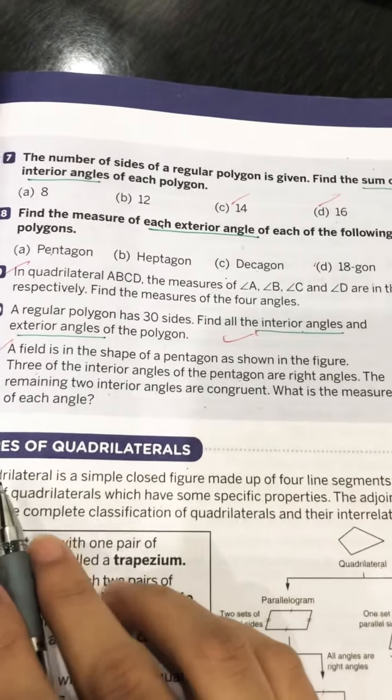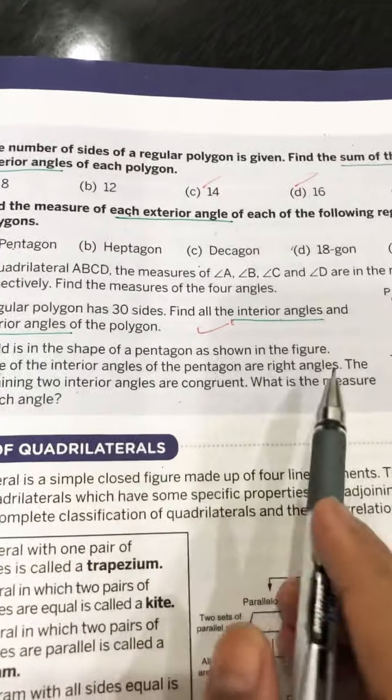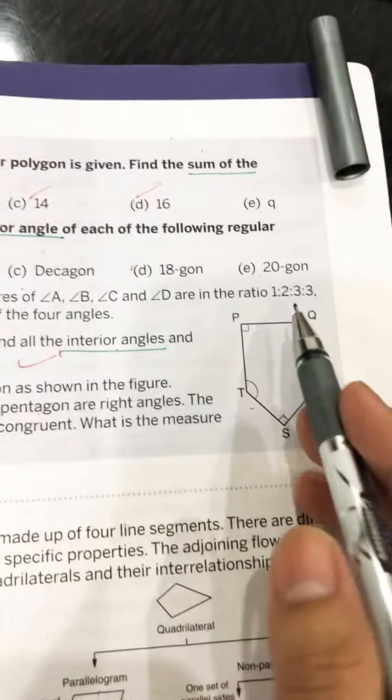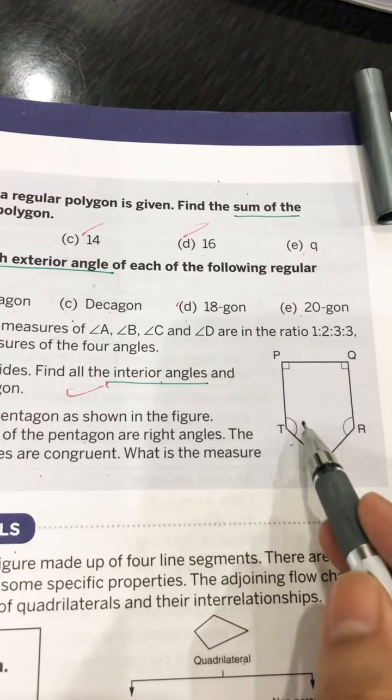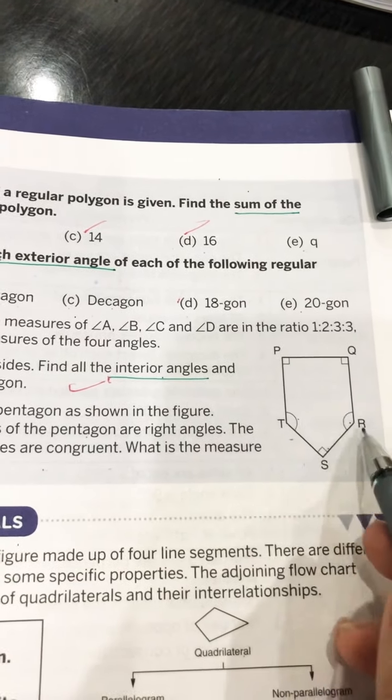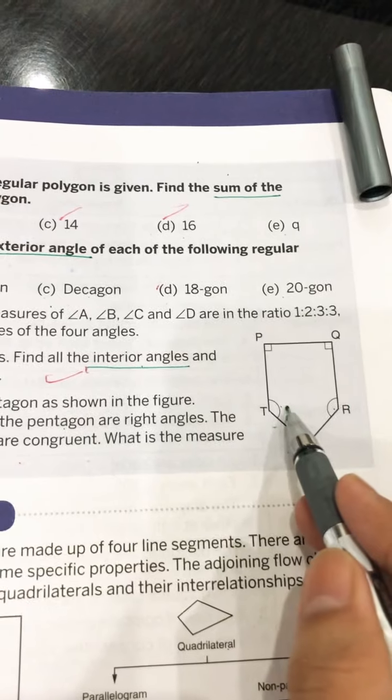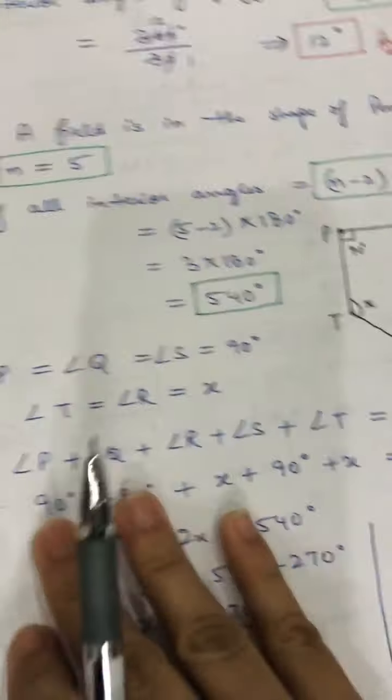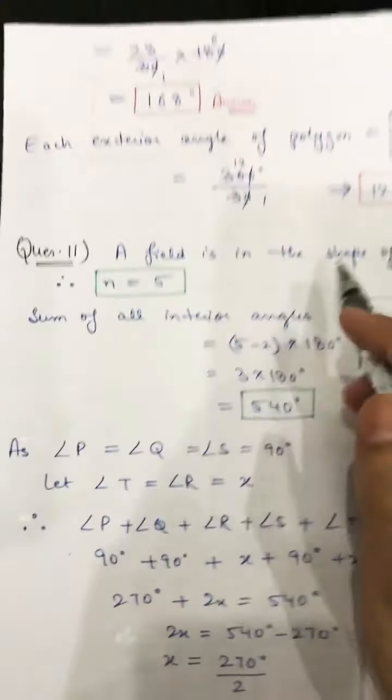What is the measure of each angle? So these 3 are 90 degrees. We don't know these two, but they are congruent, means they are equal to each other. If this is x, this is also x. So how can we find out? Please understand this question very carefully.